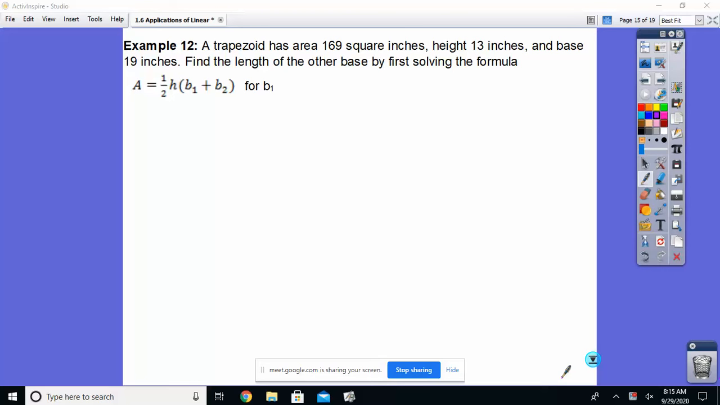So if I wanted to get my b sub 1 by itself, how would you get rid of that 1/2? Multiply each side by 2. So 1/2 times 2 would cancel, and that gives me 2A equals h times b sub 1 plus b sub 2.